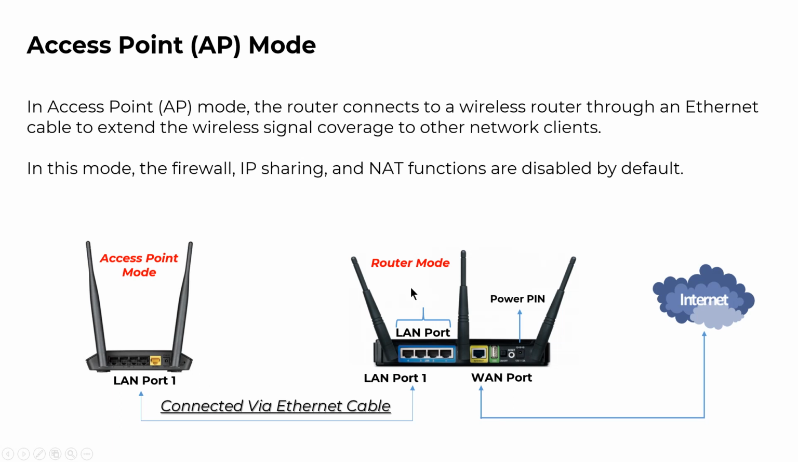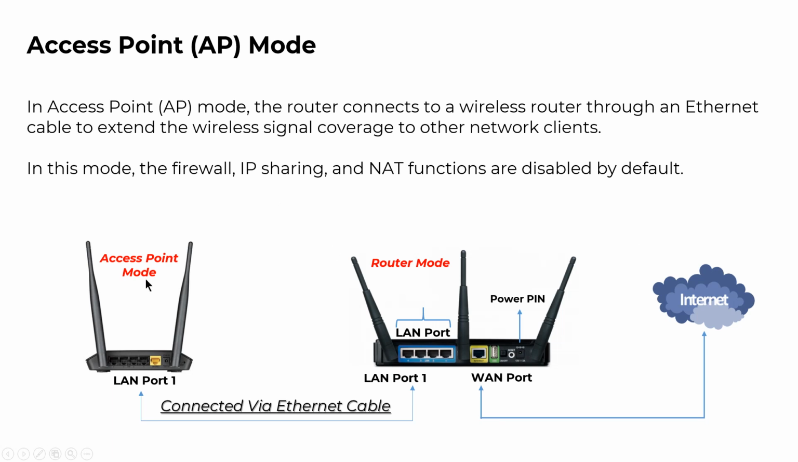Okay, so in the first router, the operation mode will be the router mode, and the one you are going to extend your wireless range. The second device will act and perform as the access point mode. So you can choose this operation mode by logging in to your device, and you can choose the operation mode accordingly.